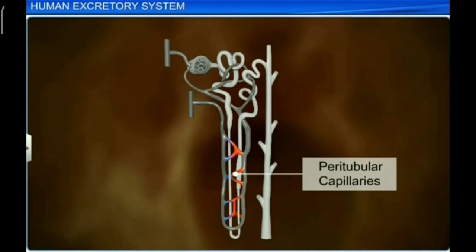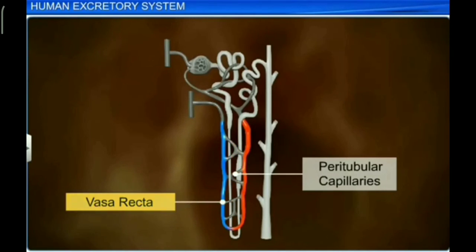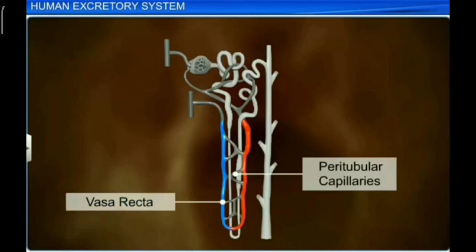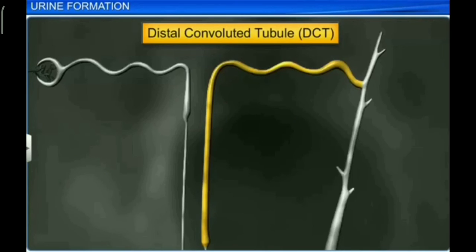The loop of Henle is surrounded by capillaries called vasa recta. Its function is to operate the counter-current system. The counter-current system is a mechanism for osmoregulation. We already studied osmoregulation, that is, regulation of salt and water balance in the body. The ascending limb of the loop of Henle leads to the DCT, that is, the distal convoluted tubule.